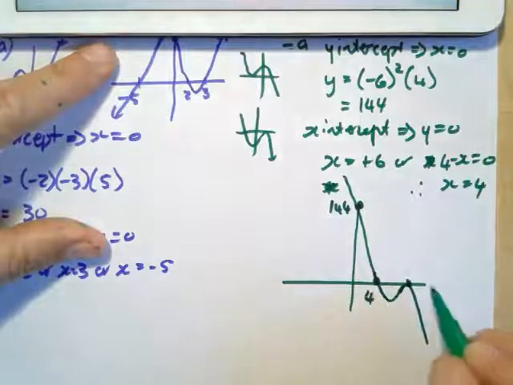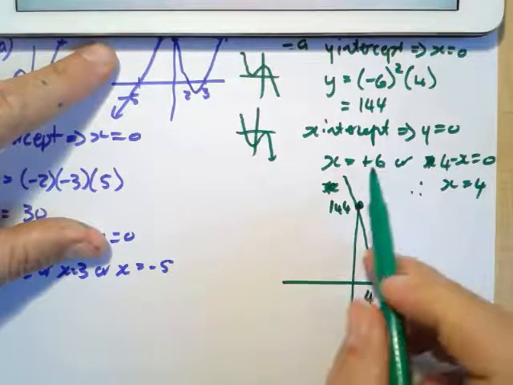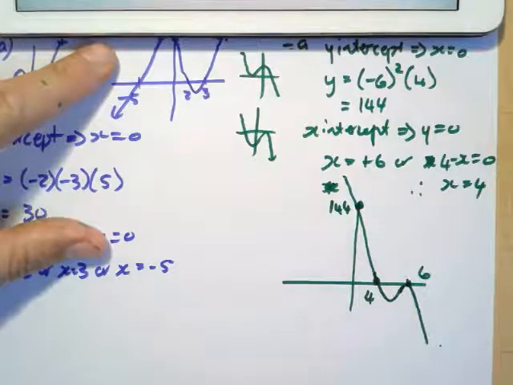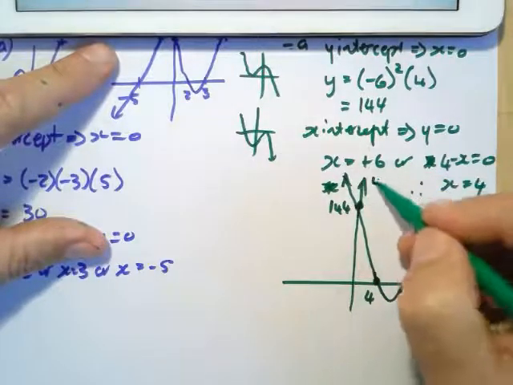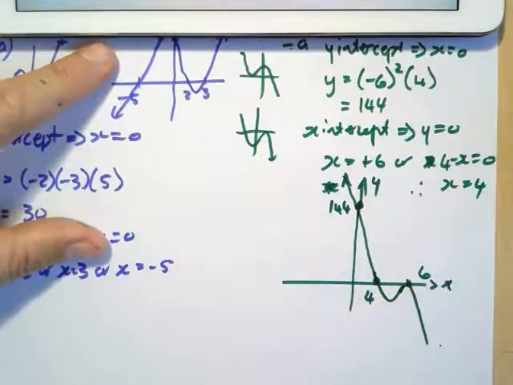It's going to go through 144. This is going to be 4. That's going to be 6, because it's at 6 where it turns on the line. So there's only two intercepts, 4 and 6, and that is all you have to draw. This is y, this is x. We don't have to say what the turning point is.